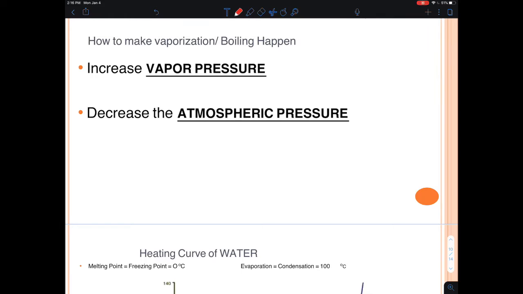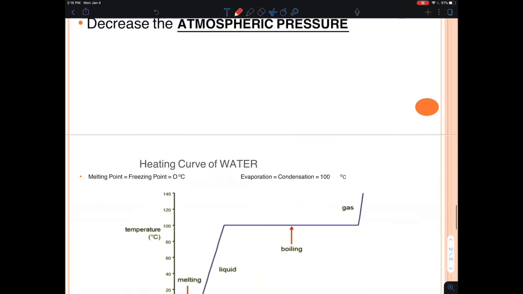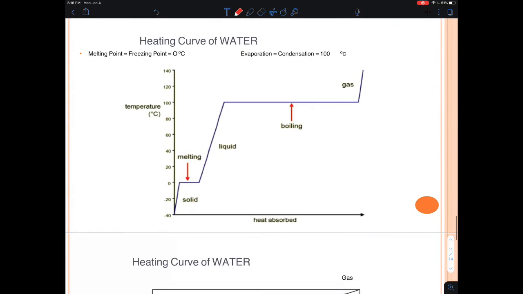So we can make boiling happen by increasing the vapor pressure or decreasing the atmospheric pressure. We'll talk about these things in the future. You don't have to worry too much about it now. Next, I want to go over the heating curve. This one is the heating curve of water, but all heating curves will look similar.